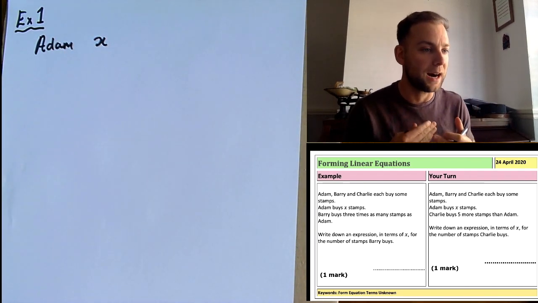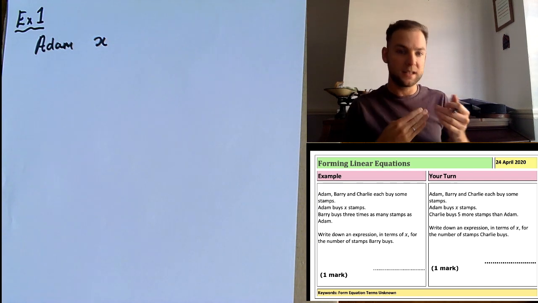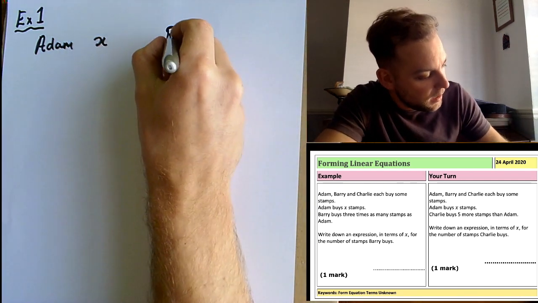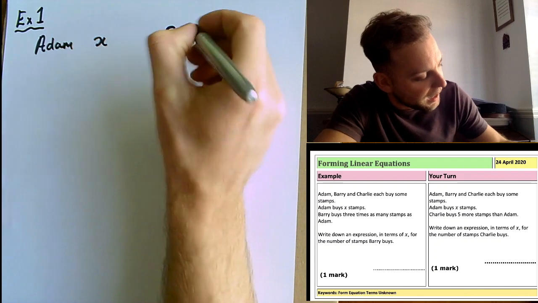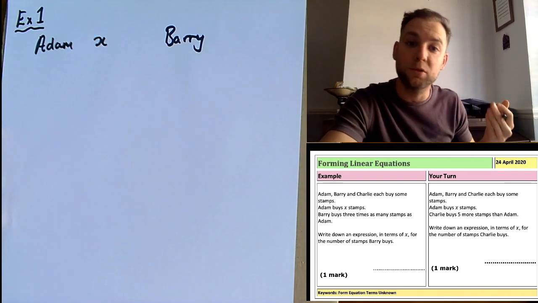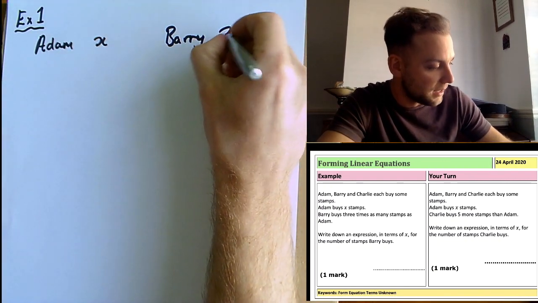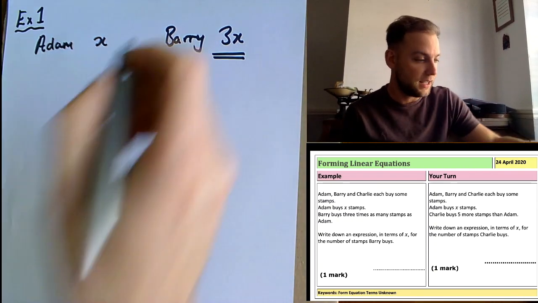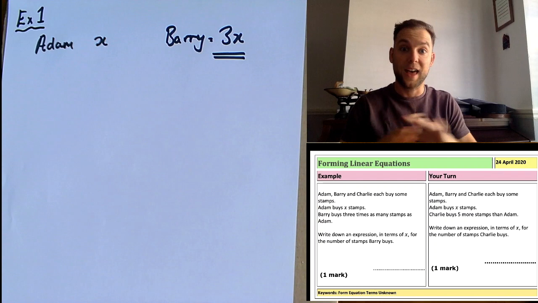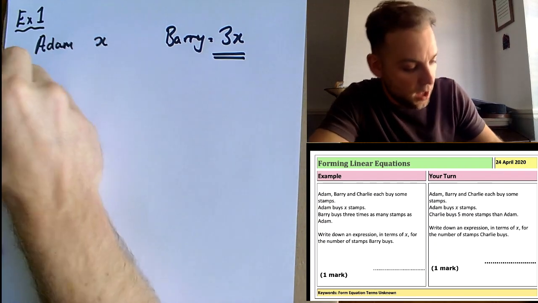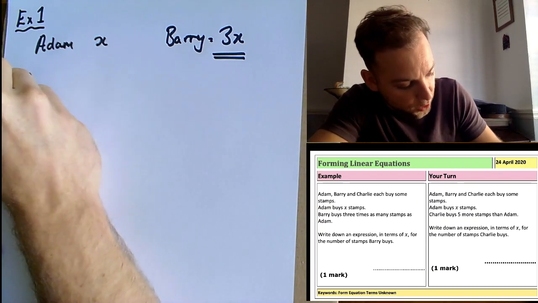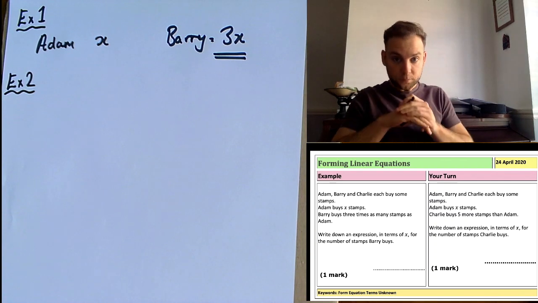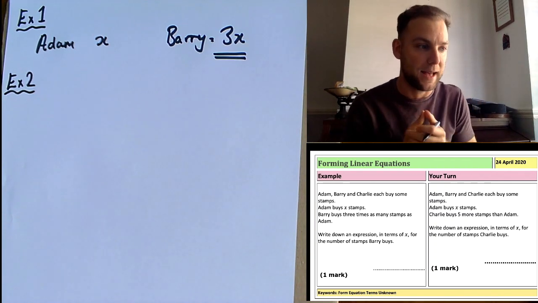So Barry buys 3 times as many stamps as Adam. So this means that Barry is buying 3 times that. And to write 3 times something algebraically, we write it like this. And that's that question done. Barry is equal to 3x. That's it. If you want to have a go at the next one yourself, have a go at it. I think it is pretty easy, but I'm doing it just to get the basics embedded.